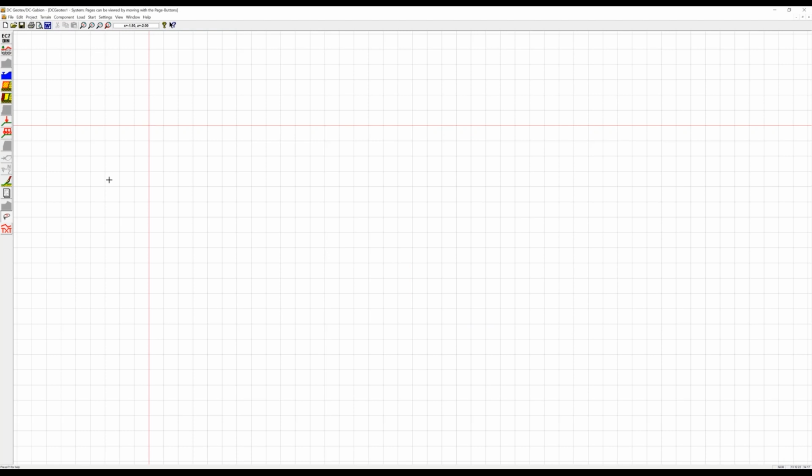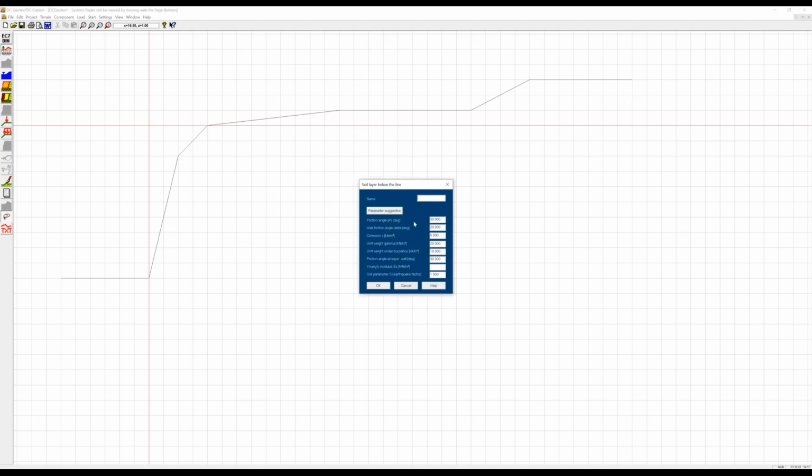Now, first we can create the ground surface. This may be here some arbitrary course of the ground. Until we end this input with the right mouse button. And here we can define the soil type. And we may as well use a parameter suggestion. So if you have the same types of soil again and again, you don't have to enter all the parameters all the time and just select some sand, for example, with a friction angle of 35 degrees, no cohesion, and the unit weight of 20.